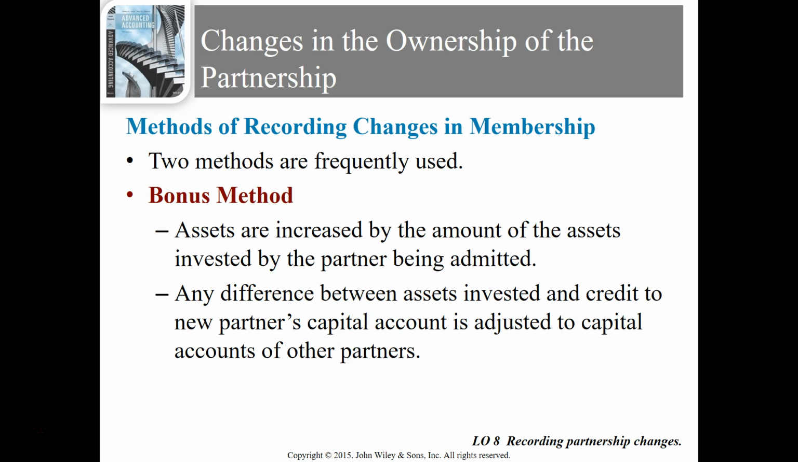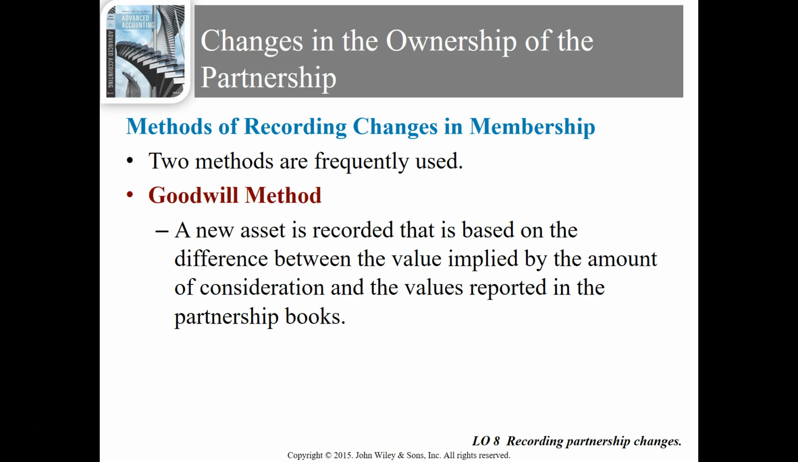We may want a new partner to come in, and we're willing to take our old partners and give a new partner a bonus. Why? Maybe this new partner is going to bring in a great big book of business, has a name that we really need. The goodwill method: a new asset is recorded based on the difference between the value implied by the amount of consideration and the values reported in the partnership books.